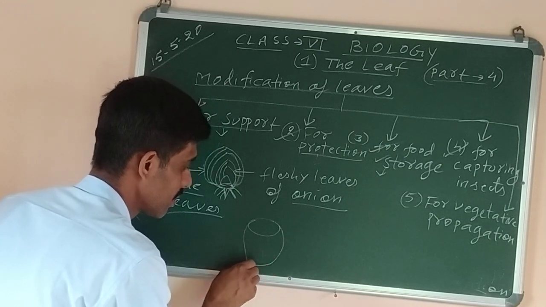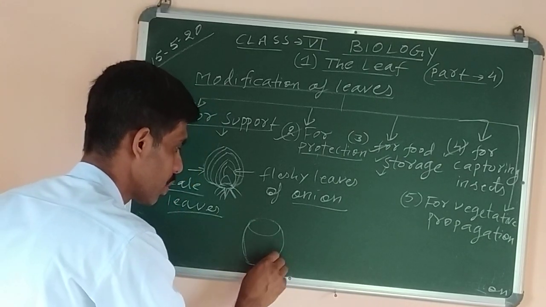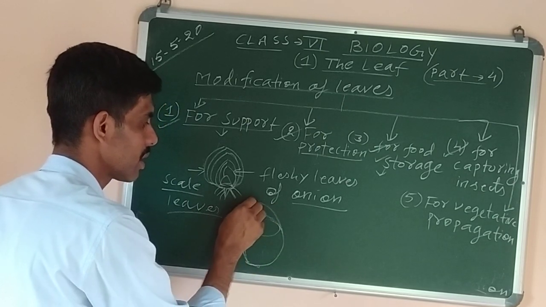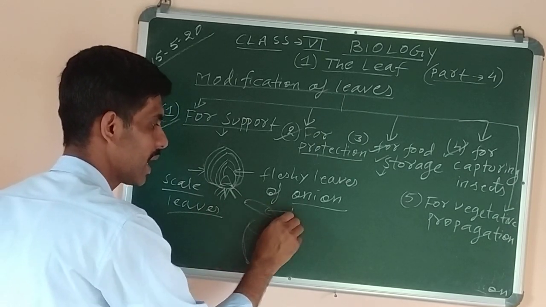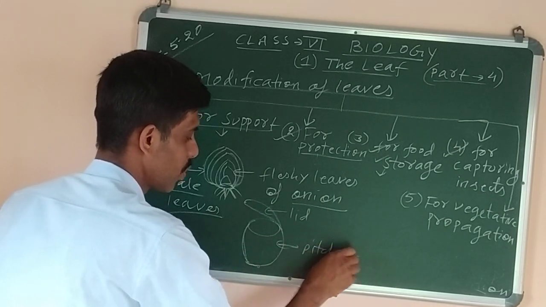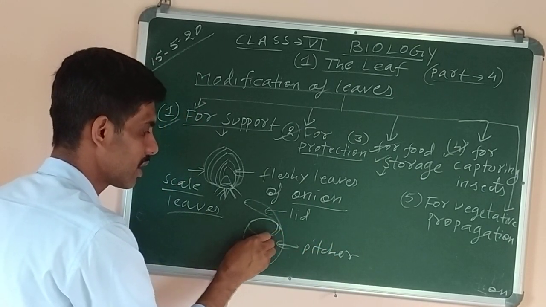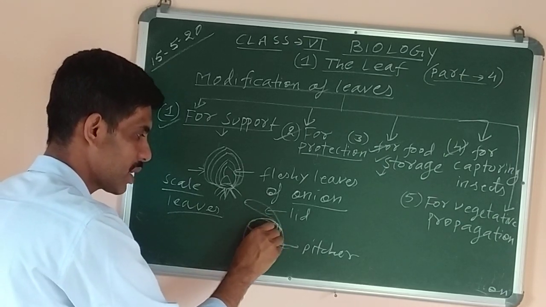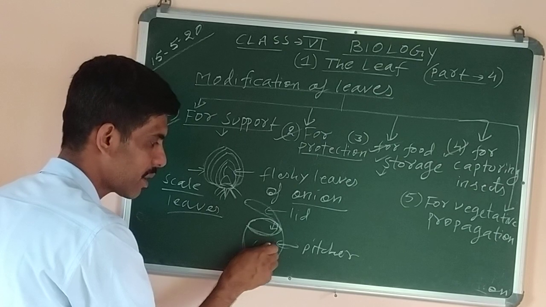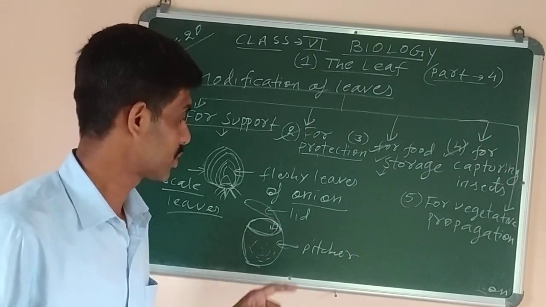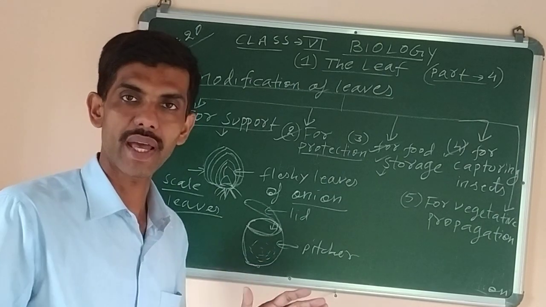Pitcher, you know, is the one which is used to hold water and all. And the apex of the leaf is changed into a lid, and this one is the pitcher. So whenever any insect sits on the leaf, it will be trapped, it will slip inside, and inside of this pitcher there are many digestive enzymes. So the insect will be killed and it will be digested.